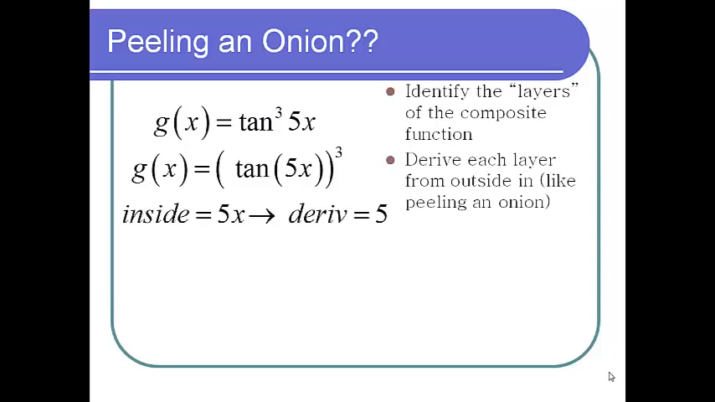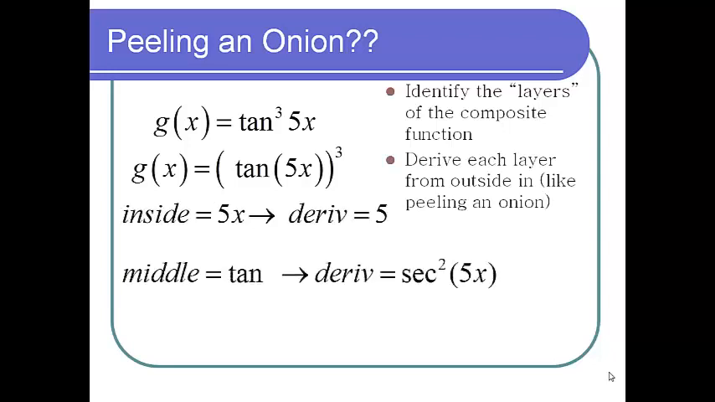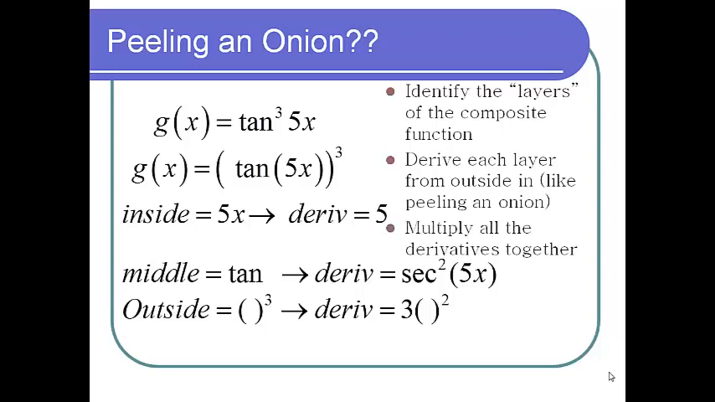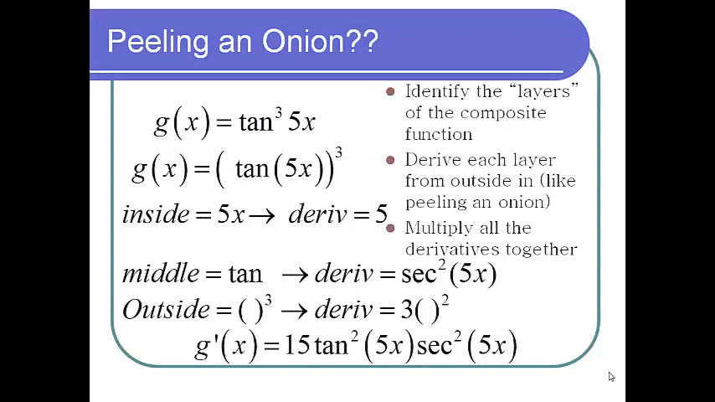Right, so the very inside is 5x. The middle is the tangent. The derivative would be secant squared. And then the outside is the something to the 3rd power. The derivative would be 3 times that something to the 2nd power. Multiply all the derivatives together, and there's your answer.